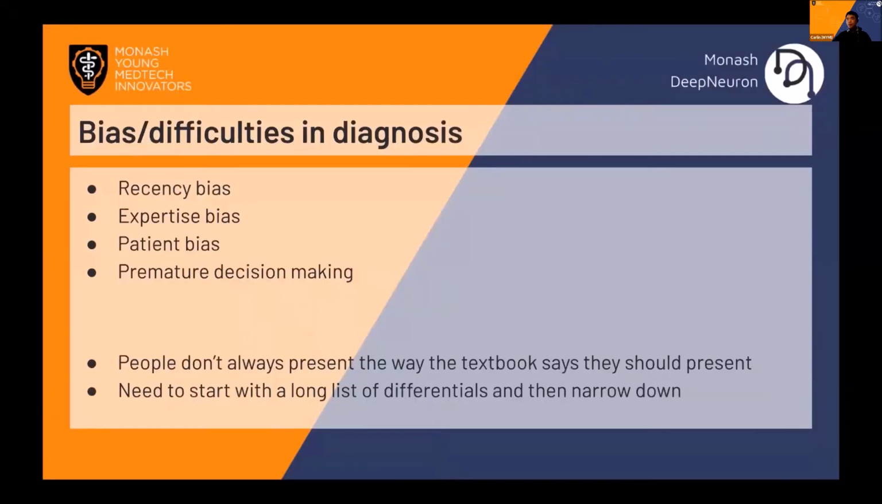I'll also talk a bit about the biases and difficulties in diagnosis. So there's recency bias. So if a doctor has recently seen someone with malaria, that is obviously in the forefront of their mind, and the next patient they see, they will obviously be thinking about malaria and trying to fit the diagnosis into malaria. There's expertise bias, so if a doctor has experience in a specific area, they'll have more knowledge about that, and so they'll be more likely to diagnose based on that specific knowledge.